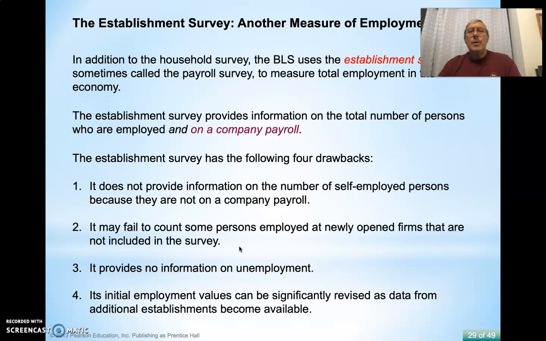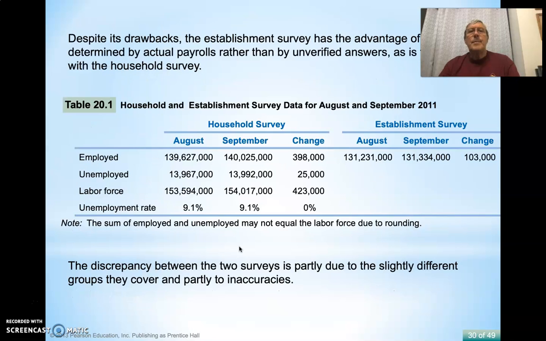So we have a couple different ways of determining whether people are employed or not. Another one is called the Establishment Survey. It has 4 drawbacks, as you can see there. But it has an advantage because it's based on actual payroll. So it's not a survey of somebody calling you on the phone and saying, have you looked for a job? Which is unverifiable. It's actually data that we can take a look at and gather from companies.